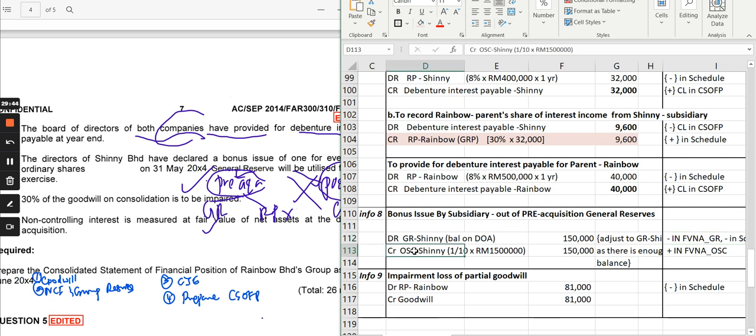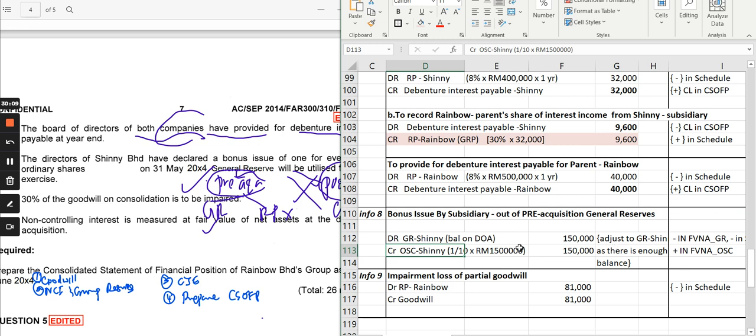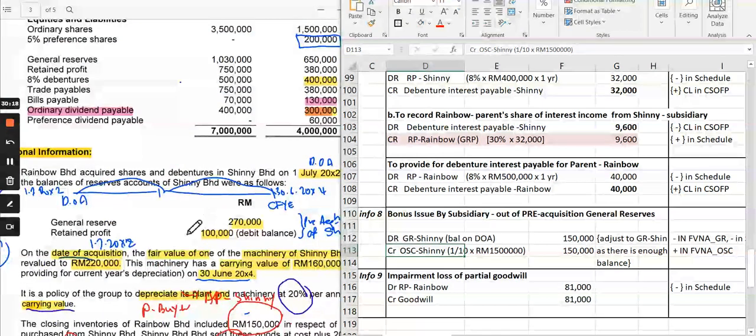Same goes for the share capital. You cannot simply go and eliminate the share capital and calculate goodwill straight away if you have a bonus issue. You need to first do the adjustment relating to the bonus issue, since the share capital of the subsidiary after the bonus issue would have increased by 150,000. Why do we adjust to the general reserve on the date of acquisition? Because there is already enough balance to cover the bonus issue of 150,000. Again, remember that is 270,000, which is more than enough. So you will do this. This is the only adjustment.